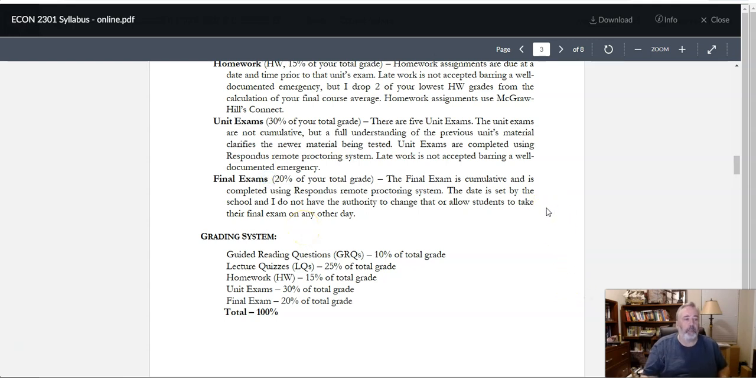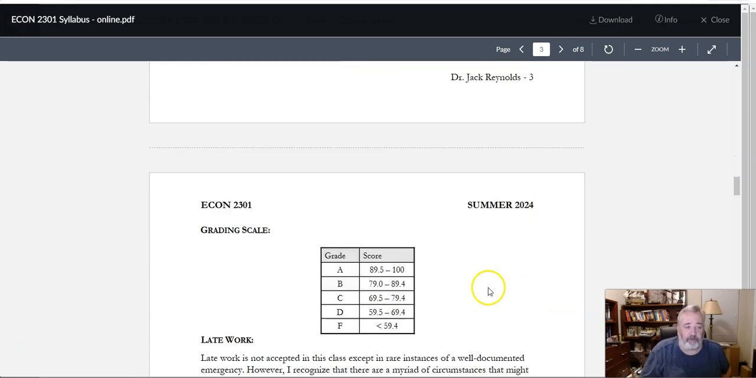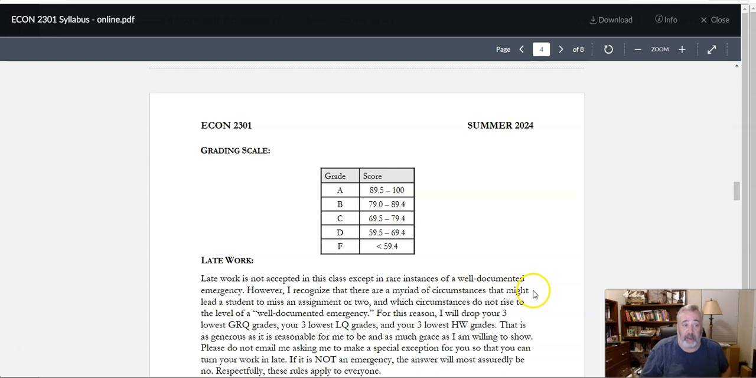But anyway, keep in mind, this date is set by the school, not by me. I have no control over that, and I don't have the ability to give you the test some other day. You have to take it on the final exam when it's scheduled. Here's our scale. You can look at that.